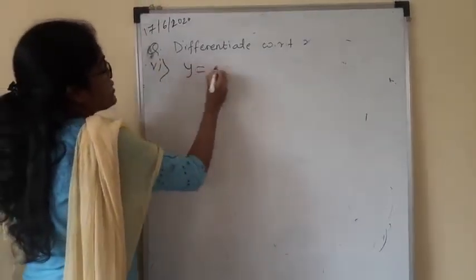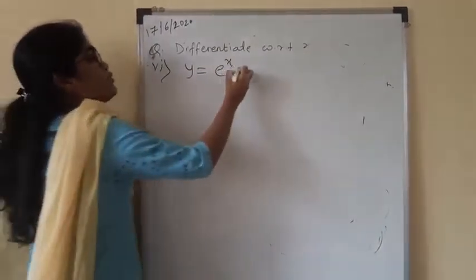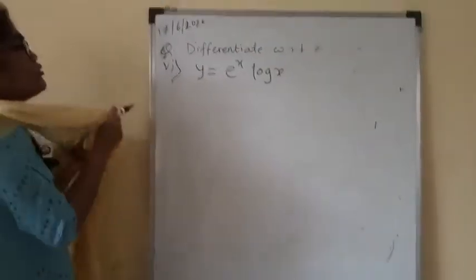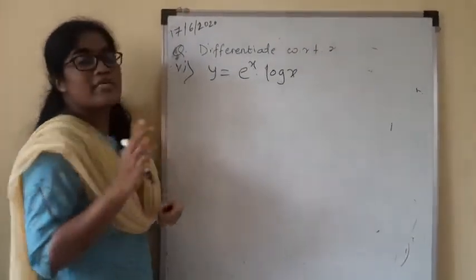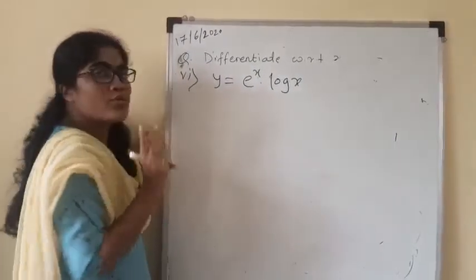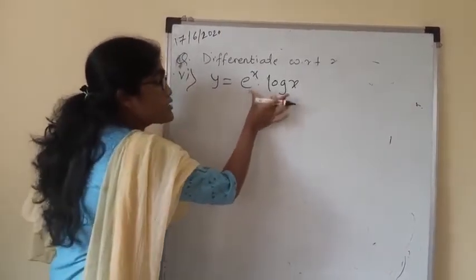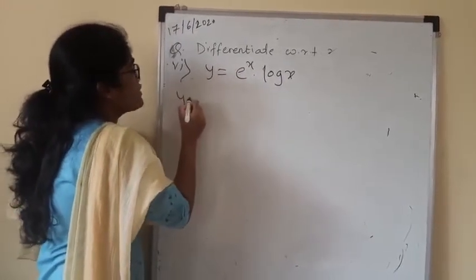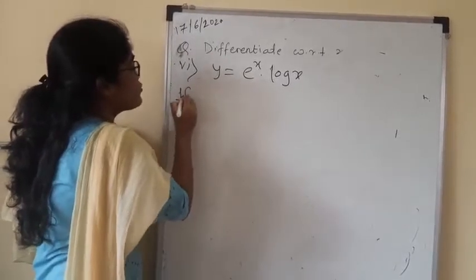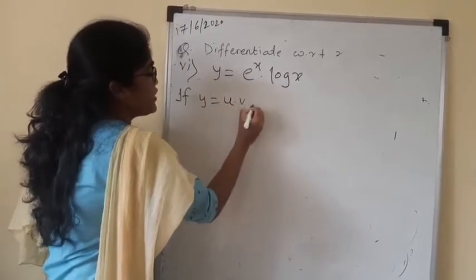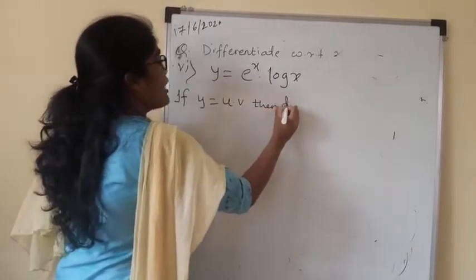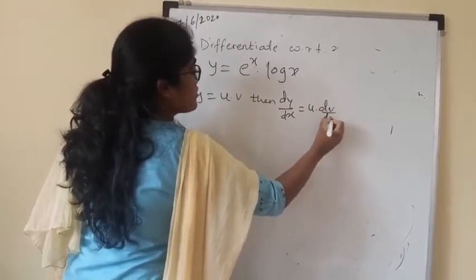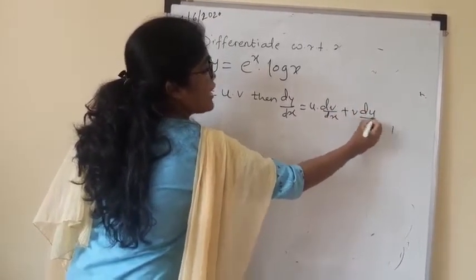The problem: y is equal to e raised to x into log x. Yesterday we have seen three rules. From that we are going to use the second one, because this function is in product form. There is a multiplication of these two functions. So what was that rule? If y is equal to u into v, then dy by dx is u into dv by dx plus v into du by dx.